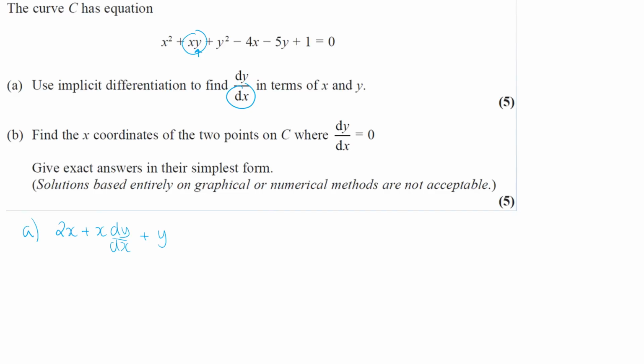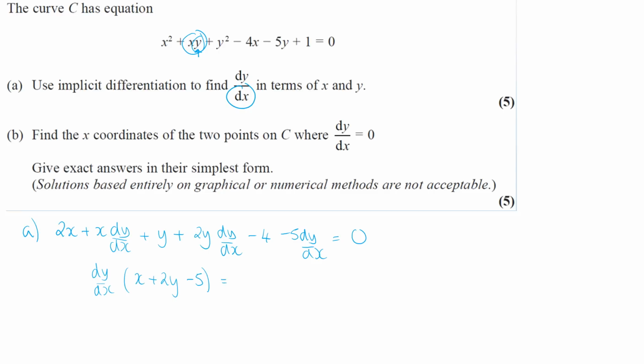Now when you're doing the second differential of the first, just using that y, you don't differentiate, it's just y. Then the next term will be 2y, differentiating y squared with respect to y, and because it's y, we multiply again by dy by dx, minus 4, minus 5 dy by dx, and then the 1 will be 0 and it'll still be 0. Now you have to take dy by dx out as a factor, so we'll have x plus 2y minus 5.